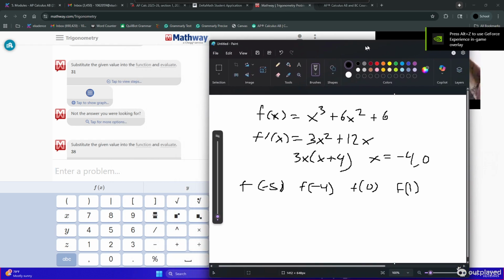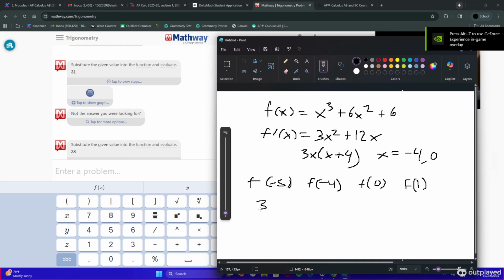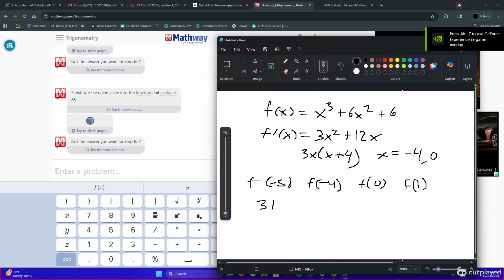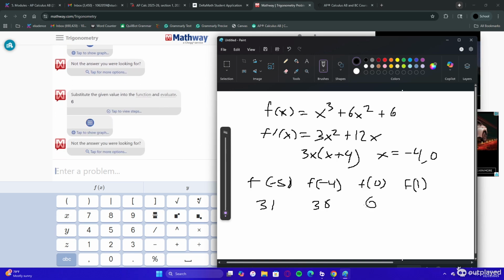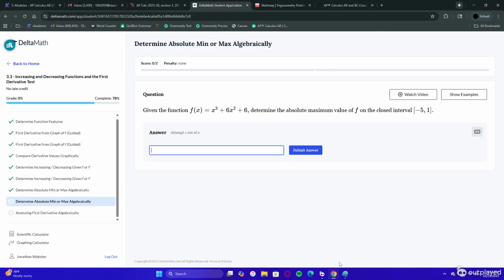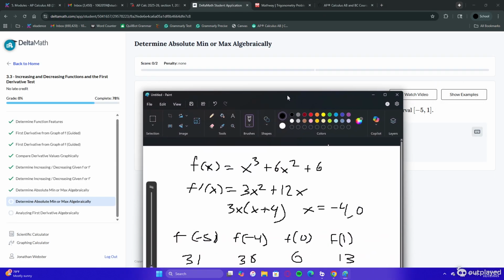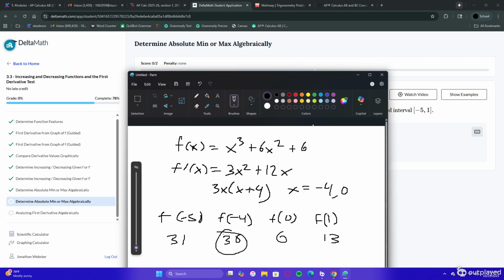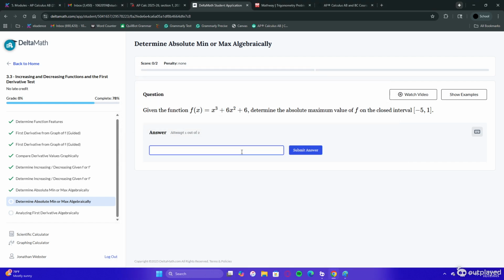Negative 5 into our f of x function, we get 31. Then negative 4 into f, we get 38. 0, it'd be 6, and 1 would be 13. So here it's looking for the absolute max, and that would be 38.